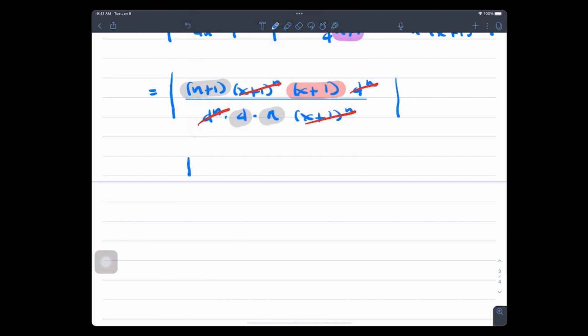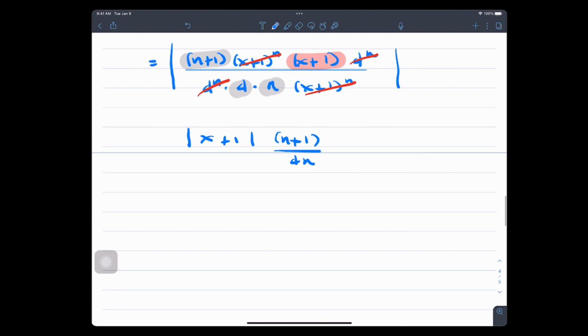So you might say, do I just have that x plus 1? Yes. And then you have n plus 1 over 4n. And that might help you save a little bit of time, where you now take the limit as n goes to infinity.